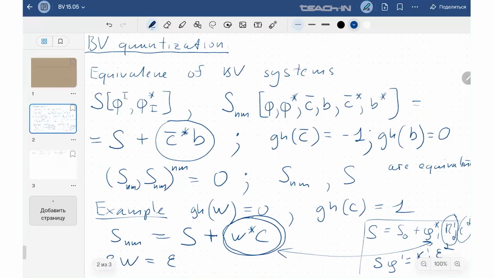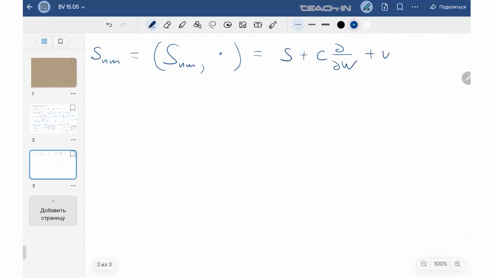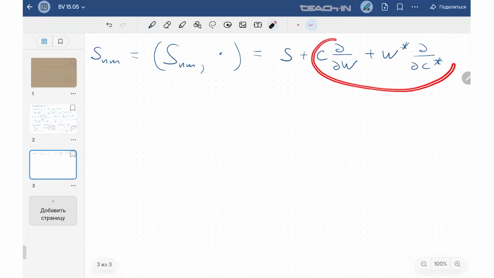W star d over dC star, right? Is the sign correct? I think it is correct, yes. So we have the following differential. And again, this term looks familiar to us, right? Because it again looks like the de Rham differential or Koszul differential.